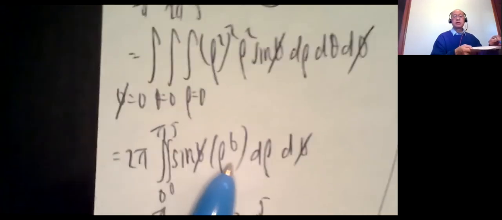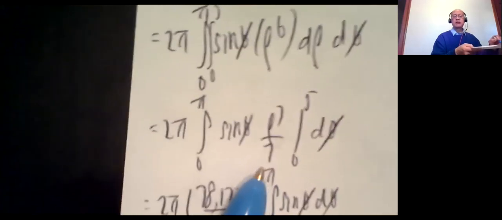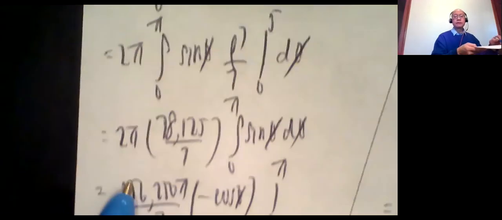So I'm integrating rho to the 6 sine of phi. So that's rho to the 7th over 7, as rho goes from 0 to 5. Plug in 0, you get 0. Plug in 5, you have 5 to the 7th power, which comes out to be 78,125 divided by 7. Take that constant out.